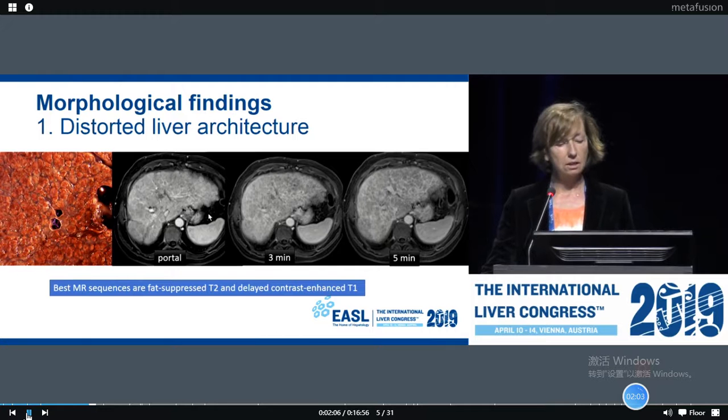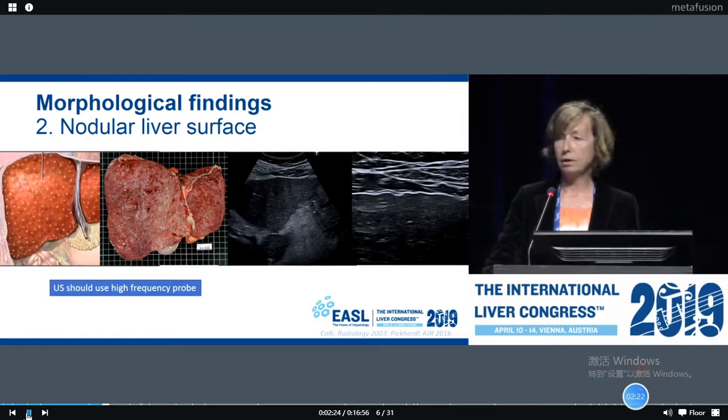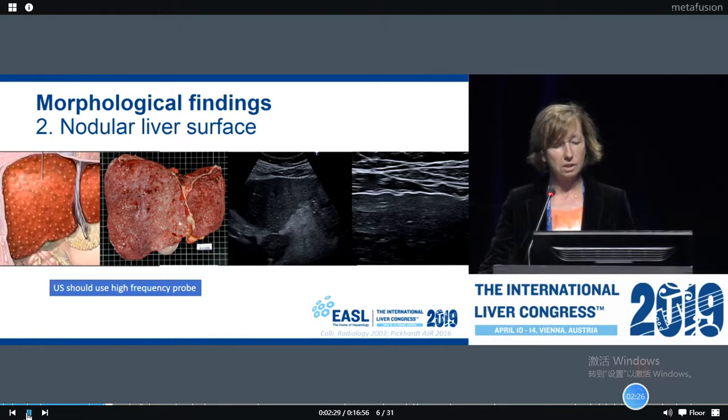As you can see here, example in the same patient, the changes in liver architecture are much better delineated 5 minutes after contrast medium administration compared to the portal venous phase or the 3 minutes. The second morphologic finding is the nodular liver surface, well known by surgeons and pathologists indeed.